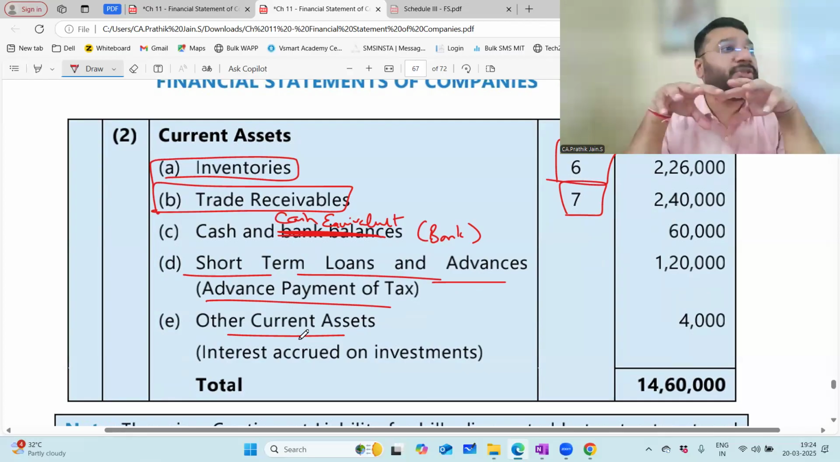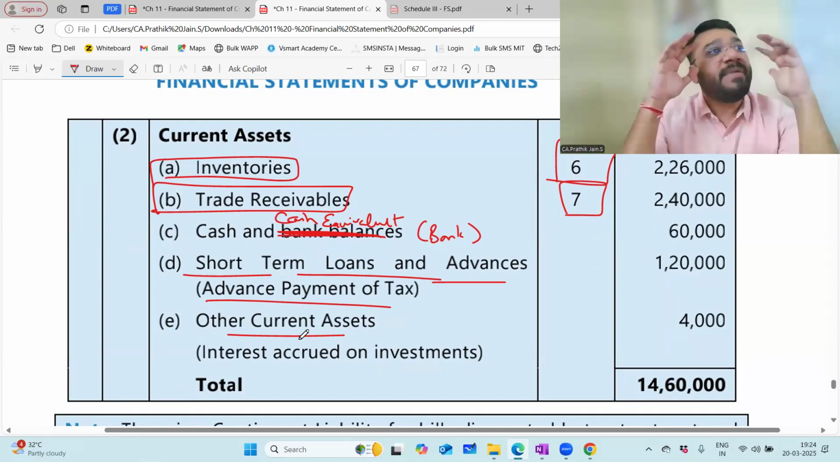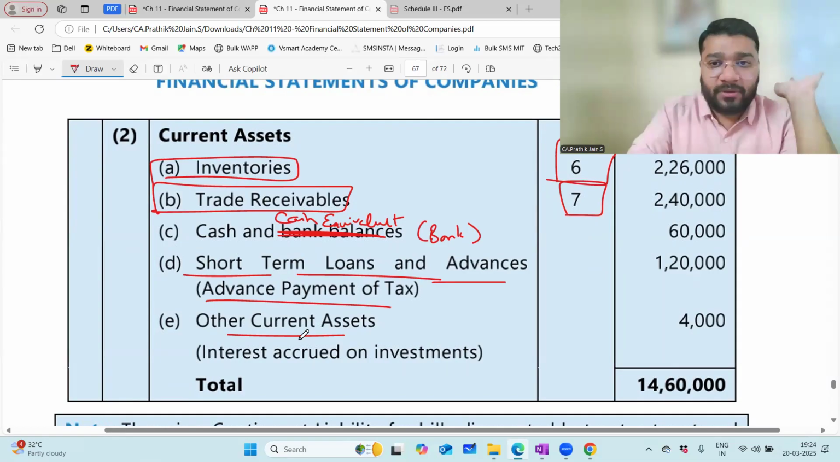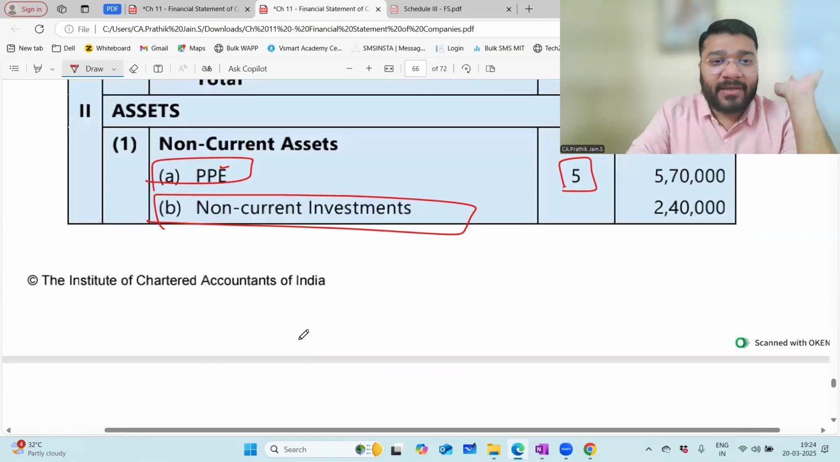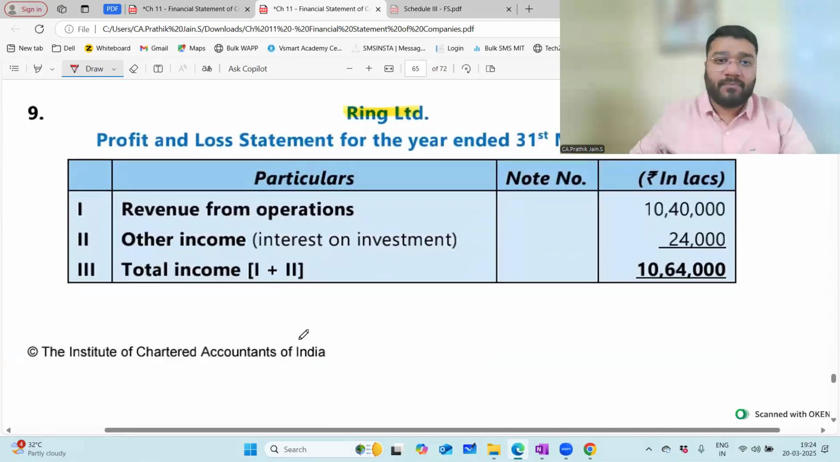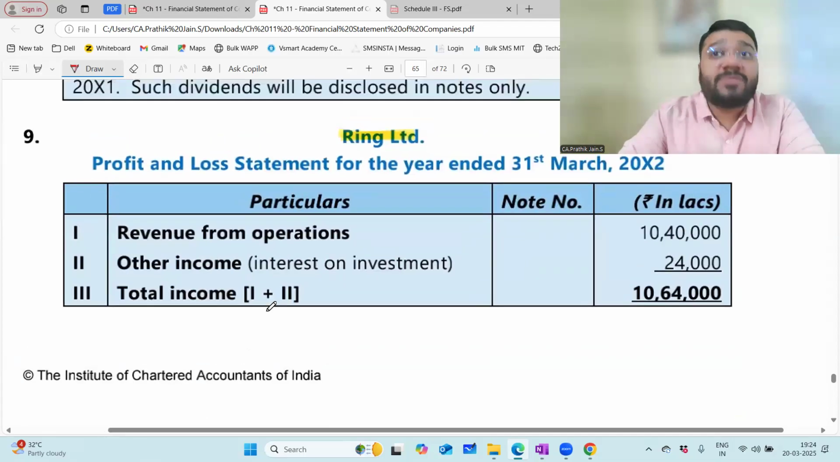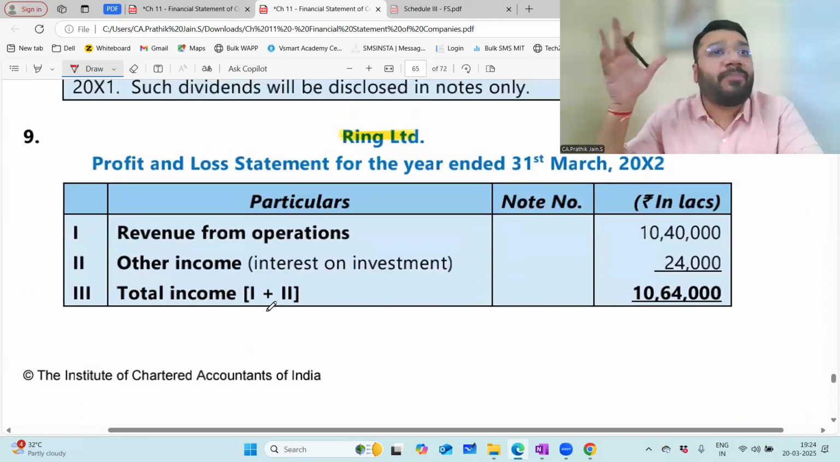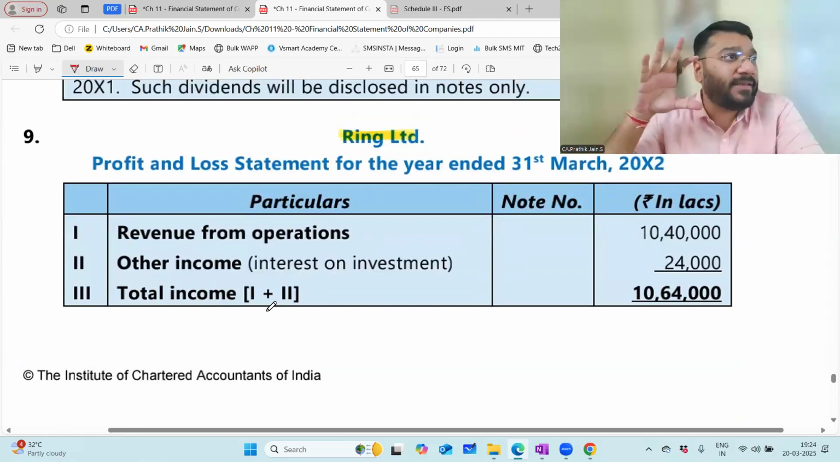P&L, do you want to do the structure like this? Or can we do notes and come? P&L structure also will do? Sure, let's do it. Let's do the structure of P&L also. This is one way of approaching the question. We are trying to do multiple approaches. Whichever approach suits us, we'll go with that.